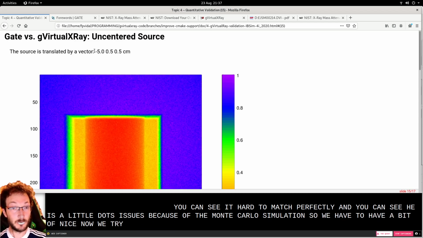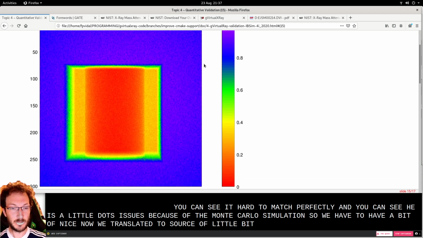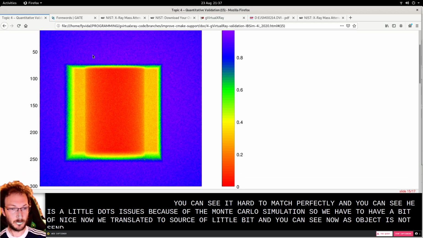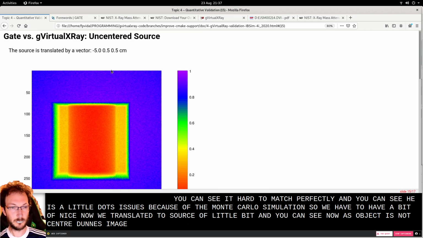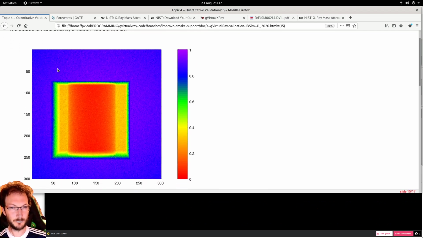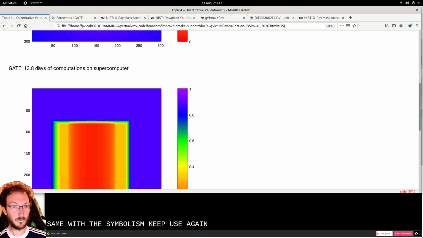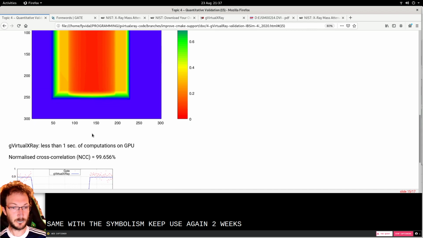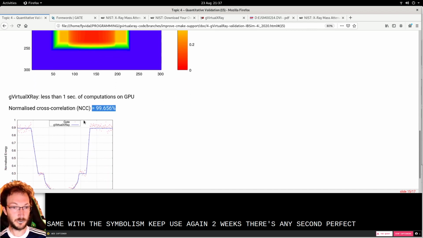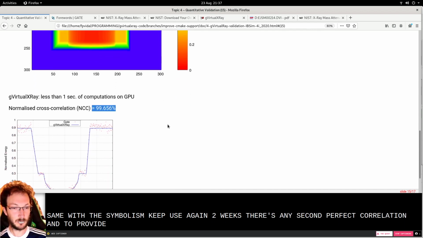Now we translated the source a little bit, and you can see now the object is not centered on the image. Maybe we can see a little bit more. Same with the GPUs. Again, 2 weeks, less than a second, perfect correlation, and the 2 profiles.